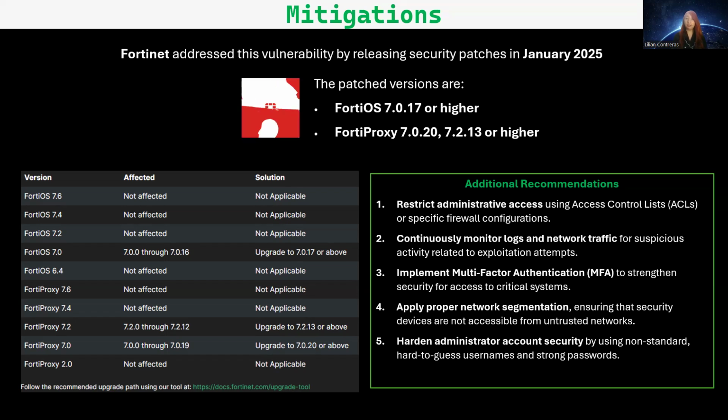Restrict administrative access using access control lists or specific firewall configurations. Continuously monitor logs and network traffic for suspicious activity related to exploitation attempts. Implement multi-factor authentication to strengthen security for access to critical systems. Apply proper network segmentation, ensuring that security devices are not accessible from untrusted networks. Harden administrator account security by using non-standard, hard-to-guess usernames and strong passwords.